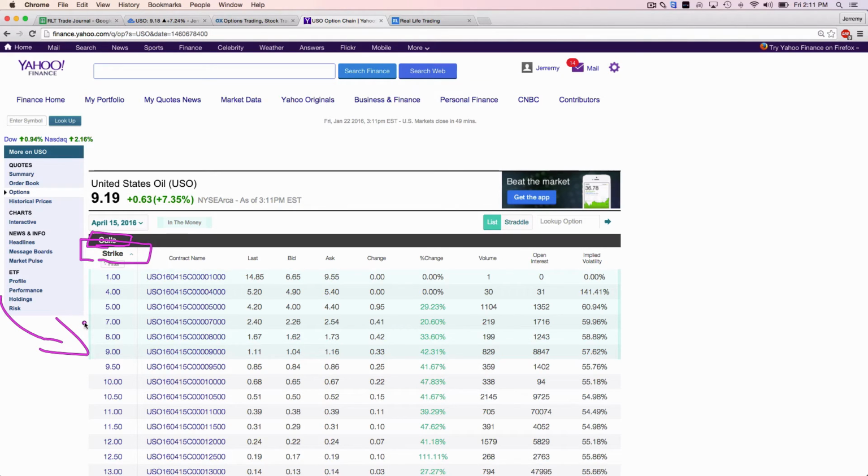Okay, the right to buy the stock if you want to. So let's say that we want to buy the $9 stock option on USO for April. It's going to cost us $1.16.